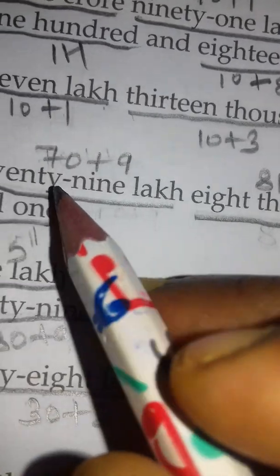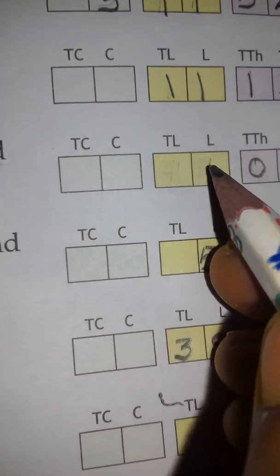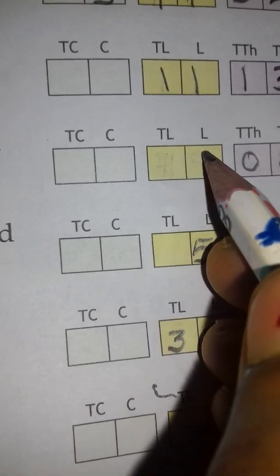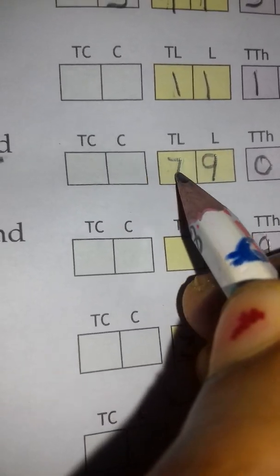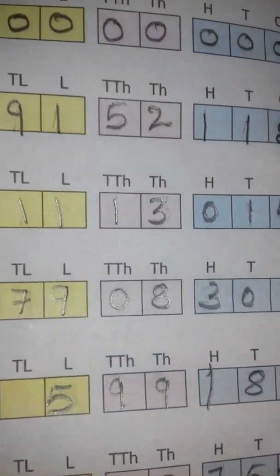Then in the lakh period what is given? 79 lakh means lakh and 10 lakh. In the lakh period 9 and in the 10 lakh period 7. 79 lakh 8,301.